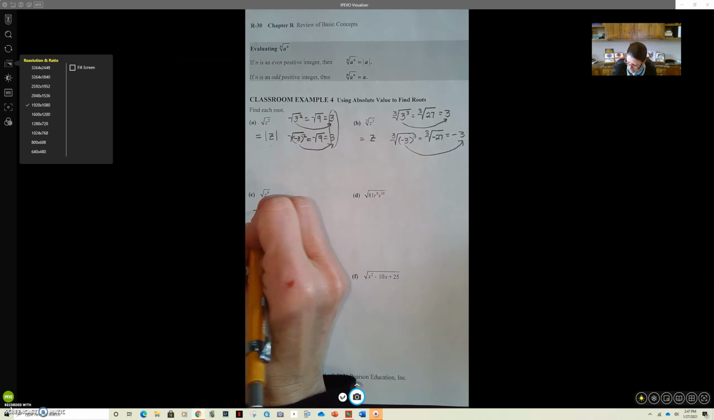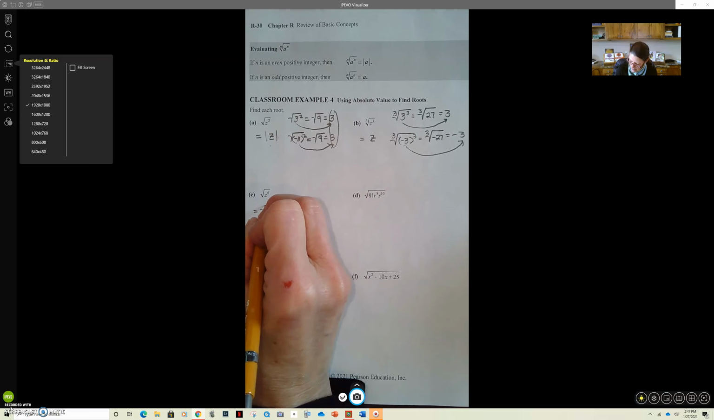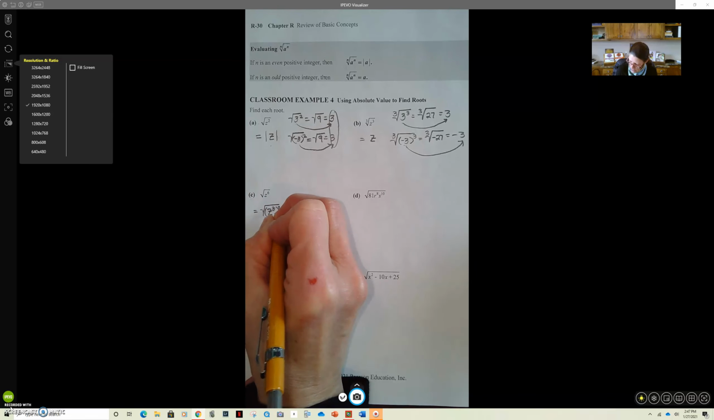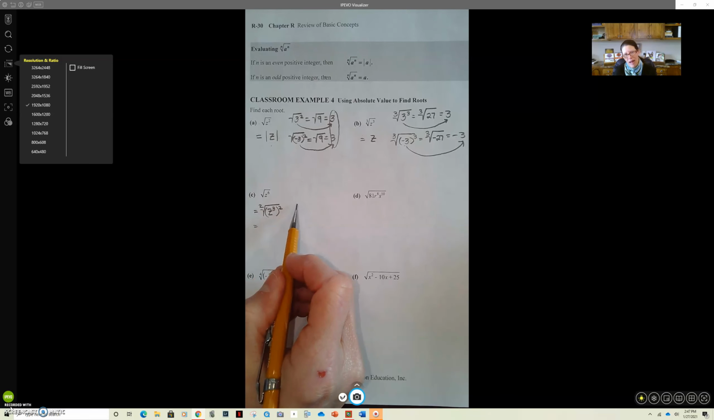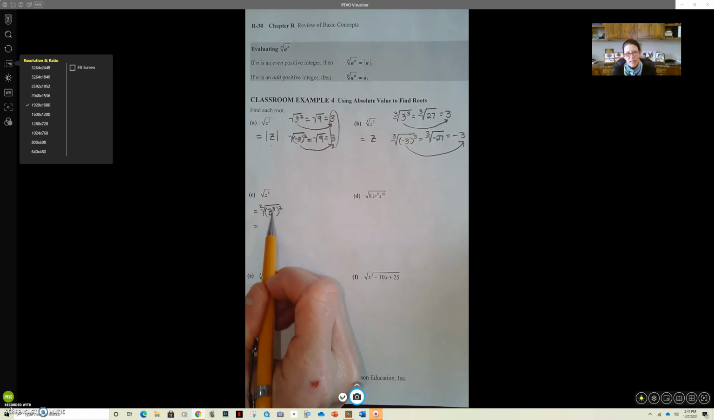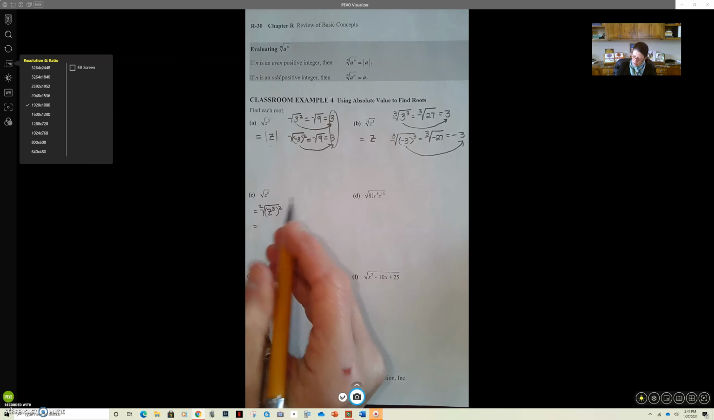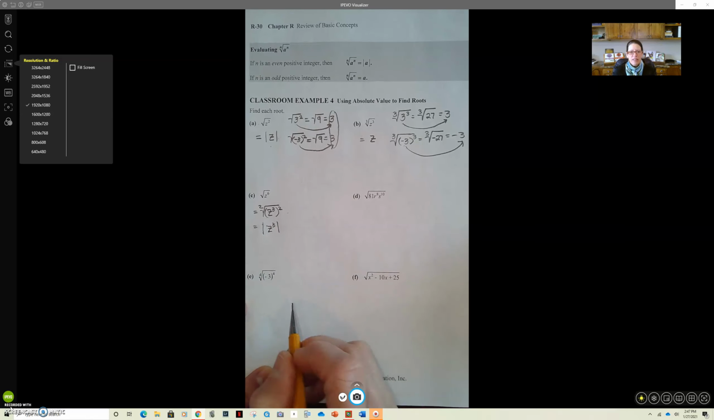In part C, that's the square root of z to the sixth. But I'm going to rewrite this as the square root of z to the third squared, so that we can see our index of 2 and our power of 2 and what is going to be the result. Now, those are evens, so our outcome is the absolute value of z to the third.